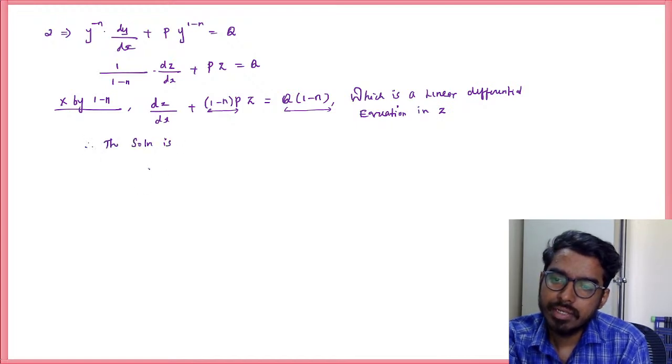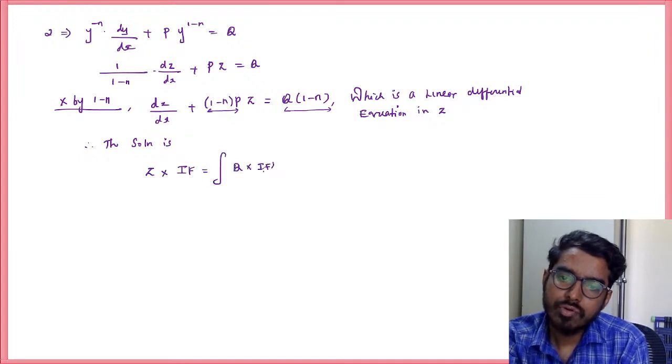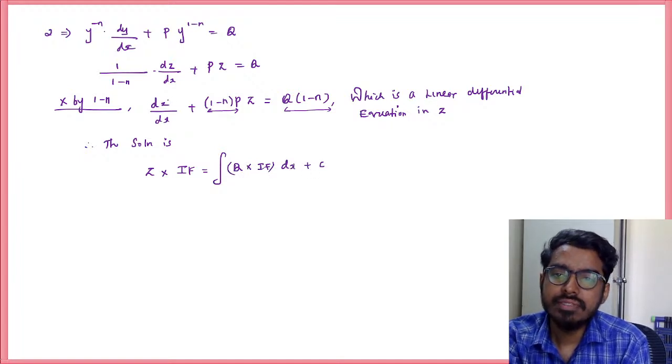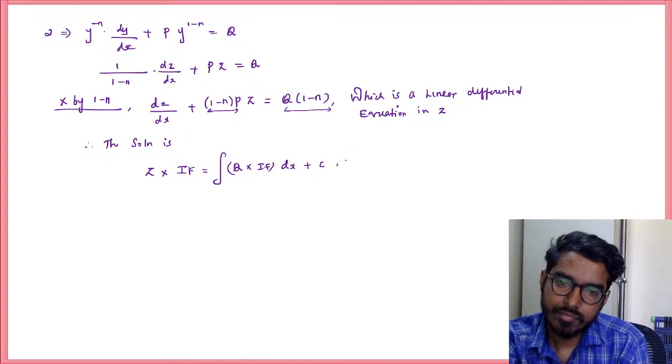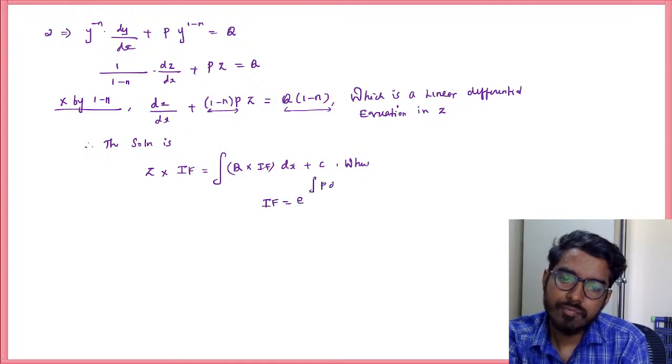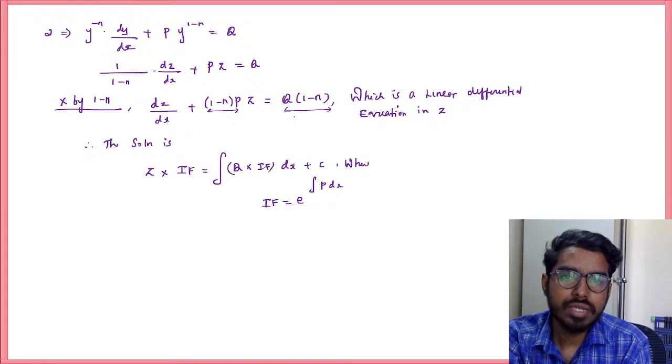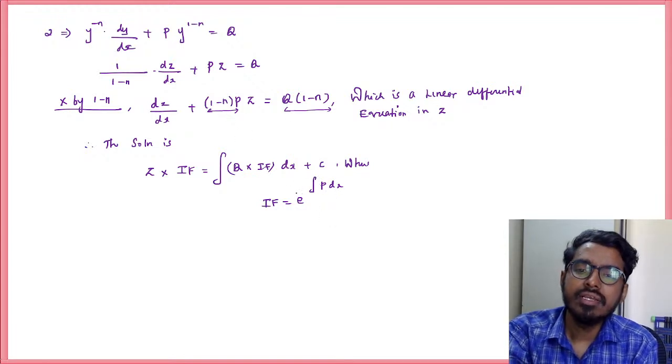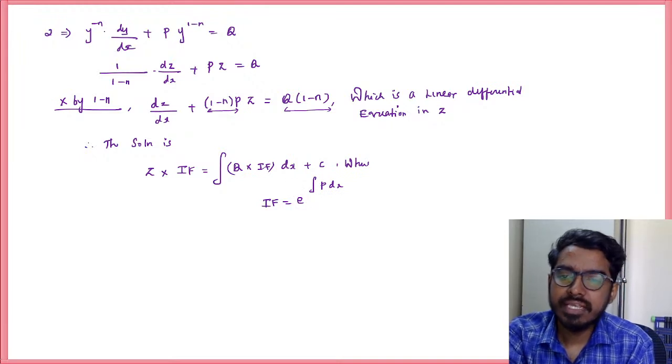The solution is z into integrating factor is equal to integration of q into integrating factor dx plus c. Remember, this z is important. So z into integrating factor, where integrating factor is e power integration of p dx. Remember, this p and q are functions of x here. That's it, this is how to solve a Bernoulli's equation.